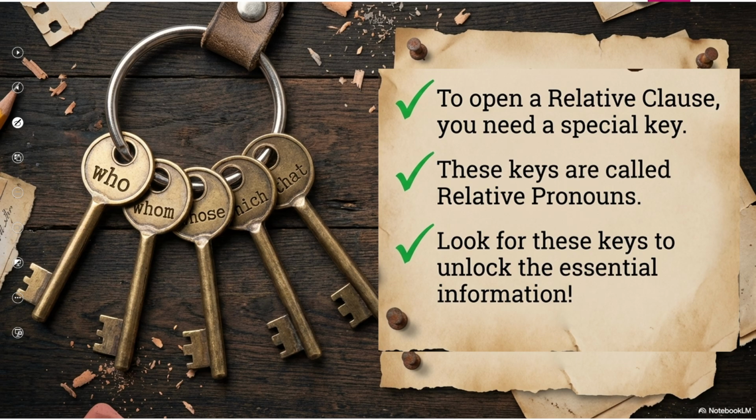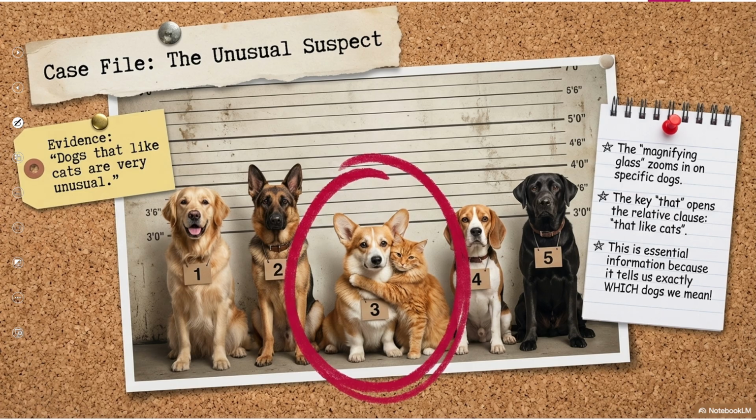To open a relative clause, you need a special key. What is the key? These keys are called relative pronouns, which you have learned in your previous lectures, like who, whom, whose, which, what. All these are relative pronouns, and your relative clauses start with relative pronouns. Look for these keys to unlock the essential information.